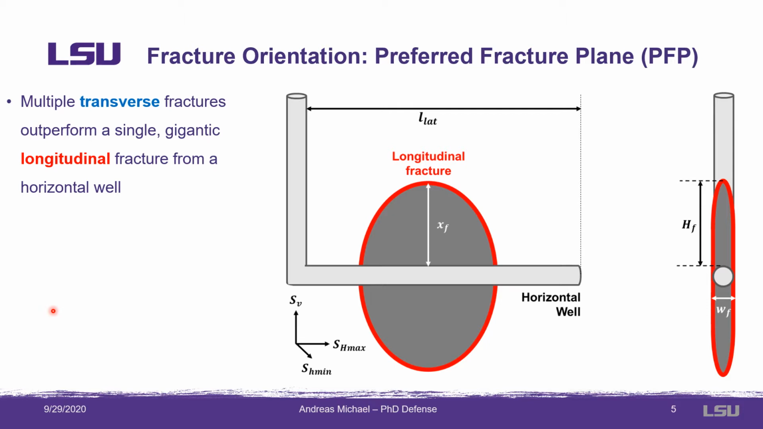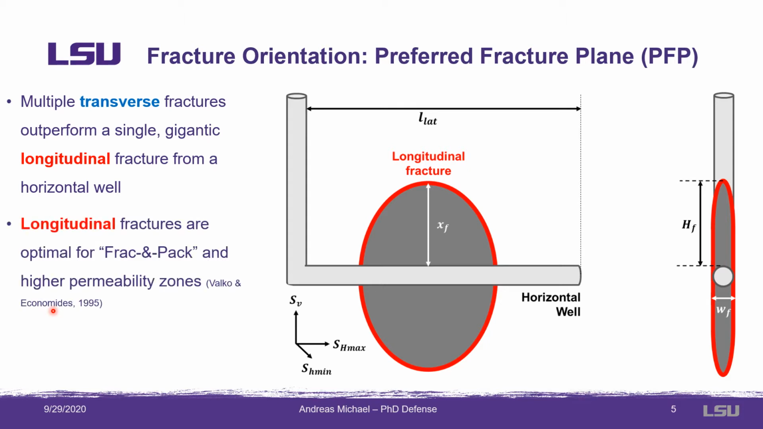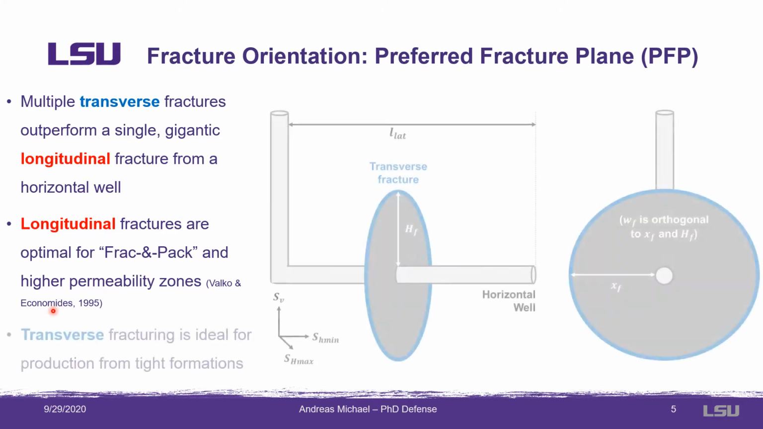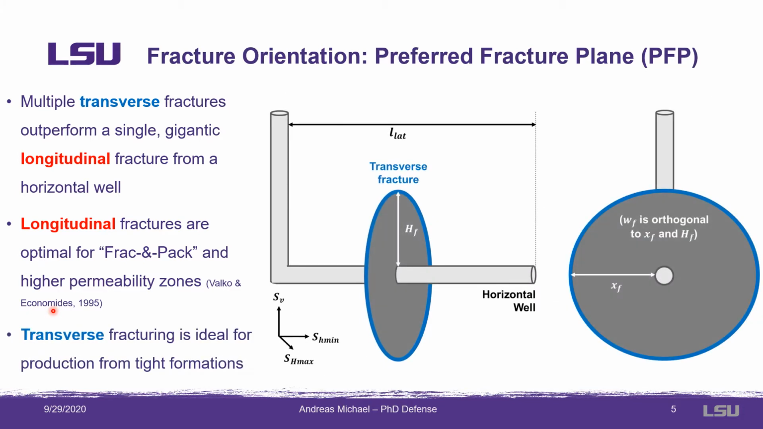to the wellbore. Longitudinal fractures are ideal for frac and pack operations and formations of moderate to high permeability, whereas for wells drilled parallel to the minimum horizontal principal stress SH min, which is the current industry practice and even a state law in Louisiana, the PFP is oriented transversely to the wellbore. Transverse fractures are ideal for low permeability tight formations such as shale.